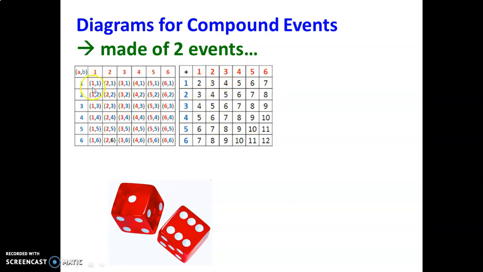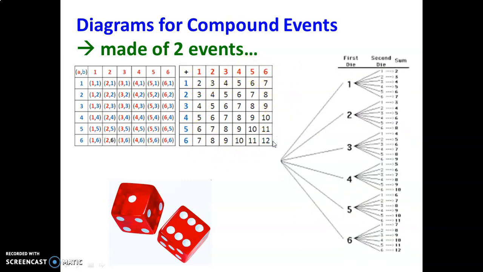So for example, if you roll 1 and 1, that makes a score of 2. Or if you roll a 6 and a 6, it makes a score of 12. So this is the same sample space diagram as here, but it shows all the sums. But also it's still a sample space diagram showing all the outcomes.